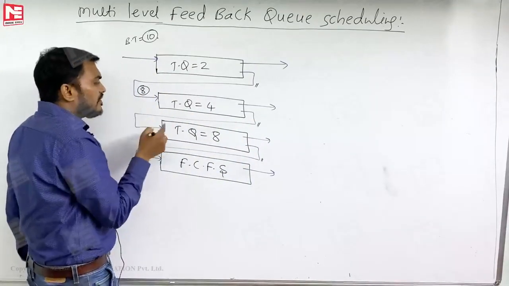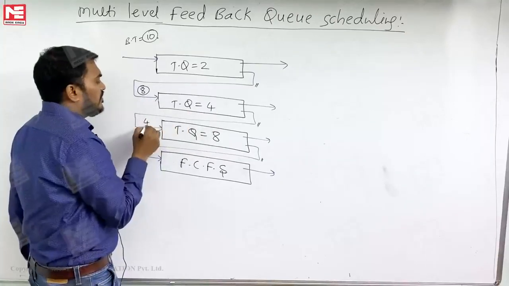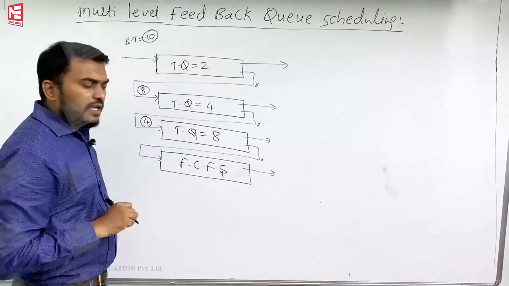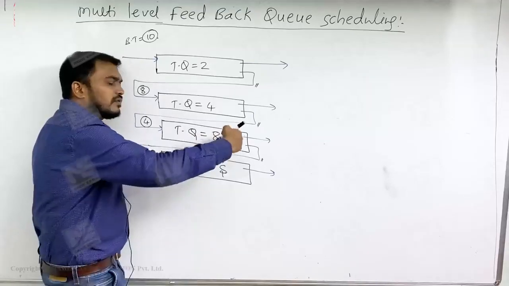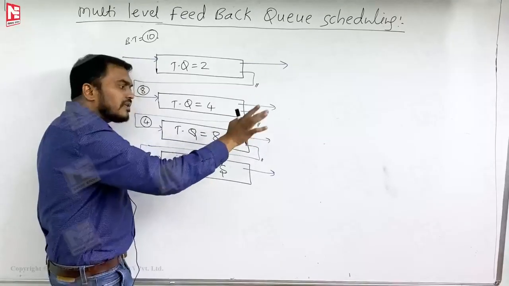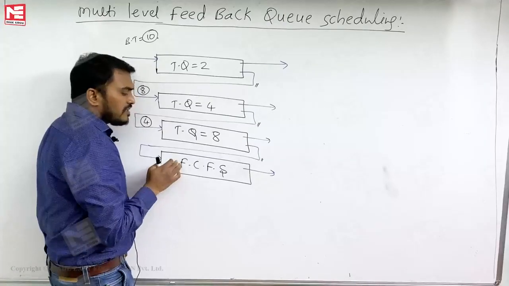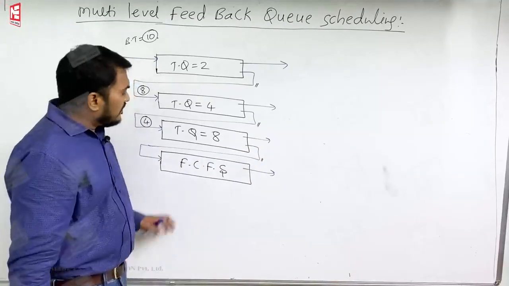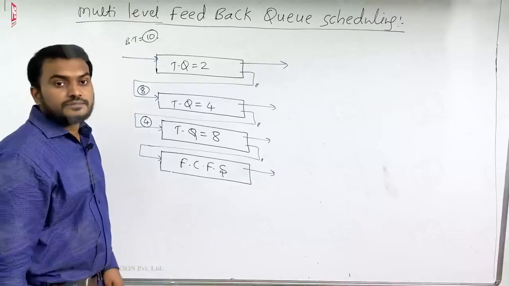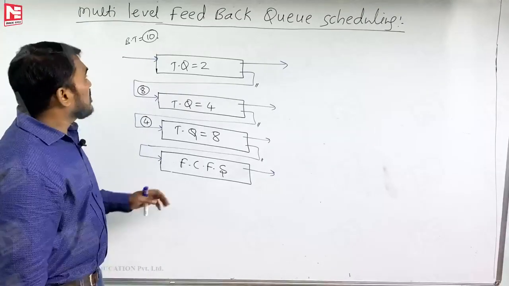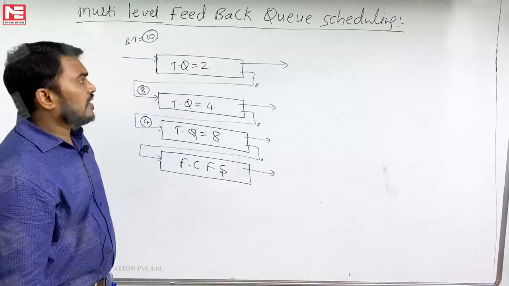So what is the remaining burst time here? Out of 8, 4 is gone. So the remaining will be what here? 4 only. So here it will complete the execution and go to the termination state. If it does not complete here also, then it will be interrupted again and placed in the next level ready queue with the remaining burst time. Here it will be FCFS and it will definitely complete the execution. Right? So this is the multi-level feedback queue scheduling algorithm.